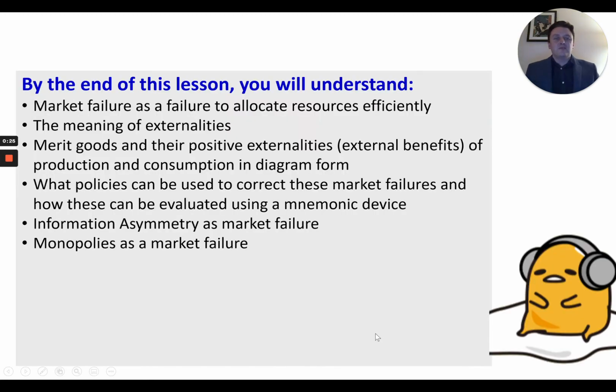failure. So by the end of this lesson, you will be able to understand market failure as a failure to allocate resources efficiently. You'll be able to understand the meaning of externalities. You'll be able to use diagrams to show how merit goods and their positive externalities or external benefits of production and consumption affect society. You'll be able to understand what policies can be used to correct these market failures and how they can be evaluated in a more general way using a mnemonic device.